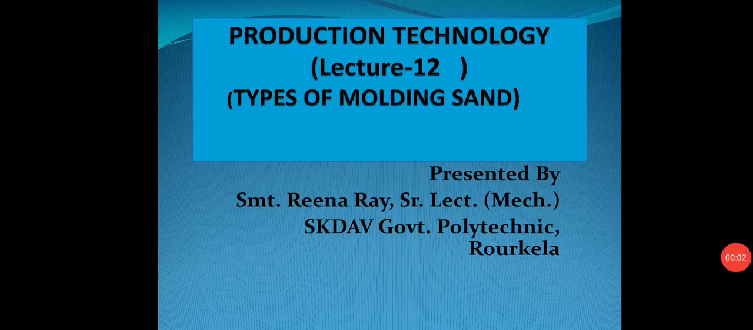Good morning, students. We have already discussed sand casting. Sand mold casting is the most versatile method of casting. For sand mold casting, various types of sand are used. So now we will discuss these types of molding sand.